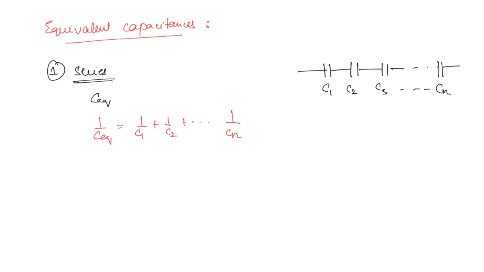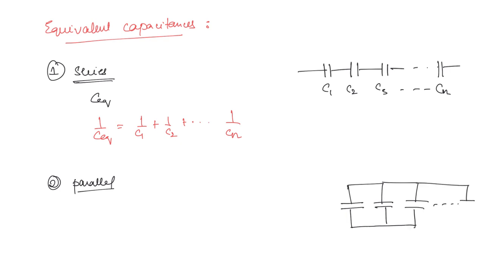And for a parallel configuration, the capacitors will be connected in this manner. We are taking n capacitors here, C1, C2, C3 and so on till Cn. You can add up all the individual capacitors: C equivalent is equal to C1 plus C2 plus so on till Cn. For parallel capacitors the charge on each of them will not be the same, but the potential across them will be the same.